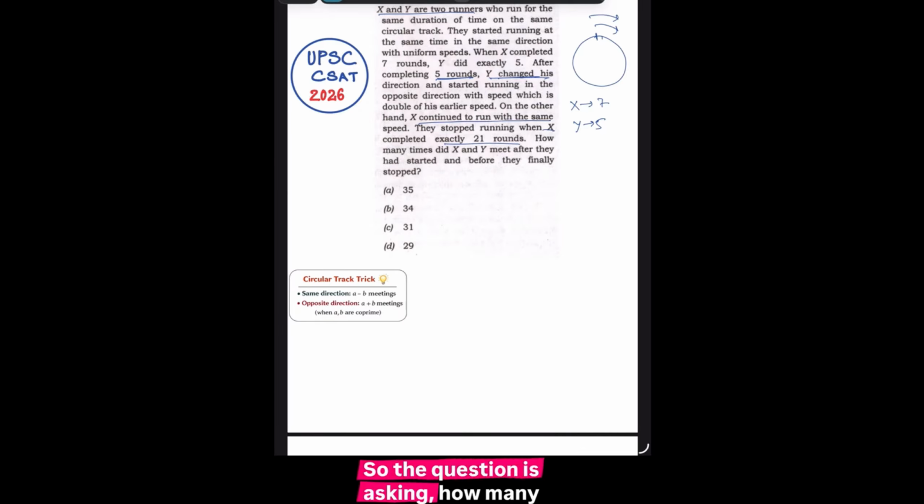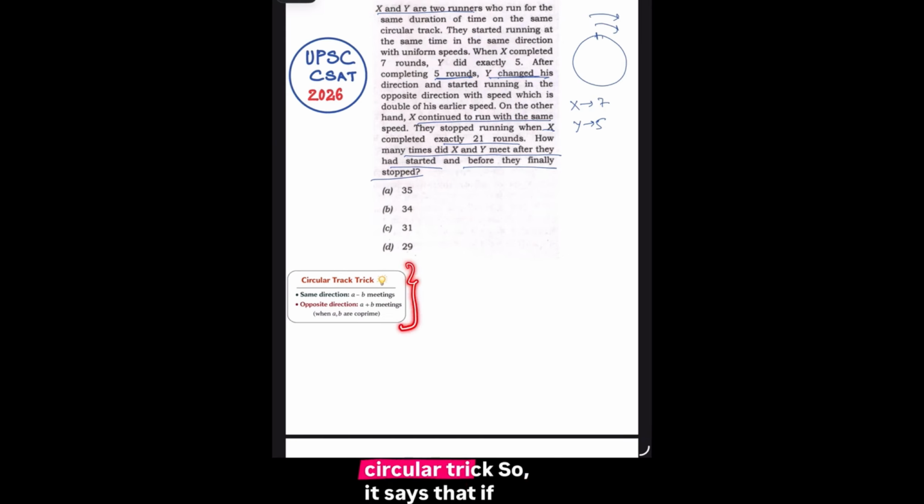So the question is asking how many times did X and Y meet after they had started and before they finally stopped. Before we solve, let us understand the circular trick. It says that if there are two runners on a circular track and their speeds are in the ratio A is to B, where A and B are co-prime, meaning they don't have any common factor other than 1, then if they're running in the same direction, they will have A minus B meeting points on the circular track, or A minus B meetings till the time they reach the starting point. And if they're running in the opposite direction, they will have A plus B meeting points on the circular track, or A plus B meetings till the time they come to the starting point.